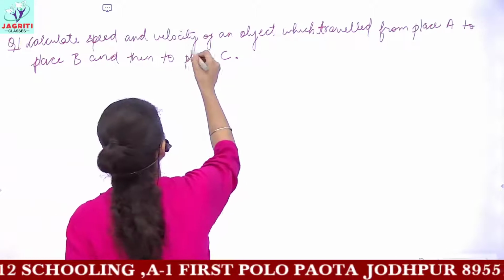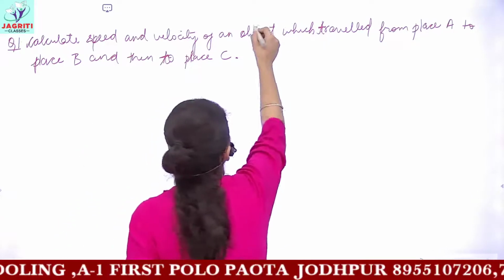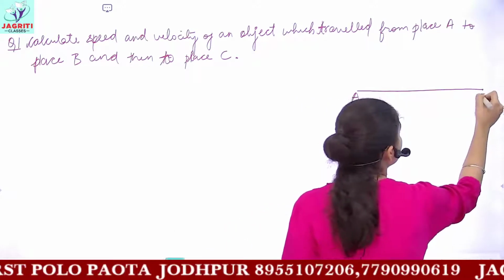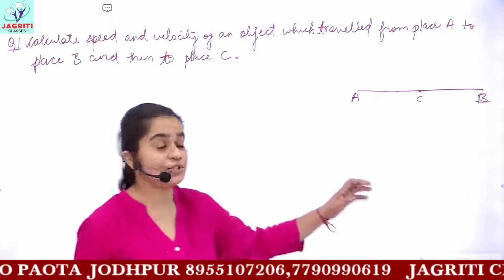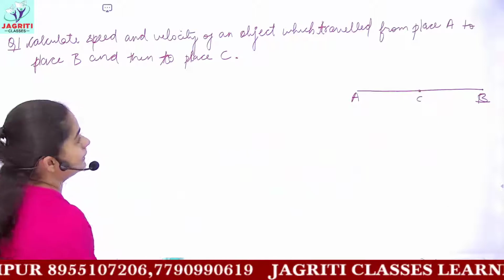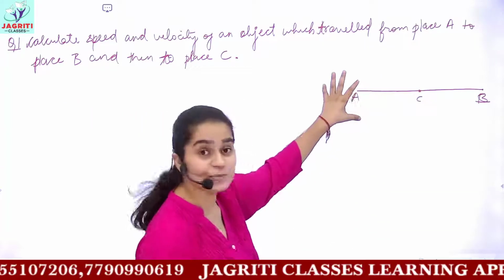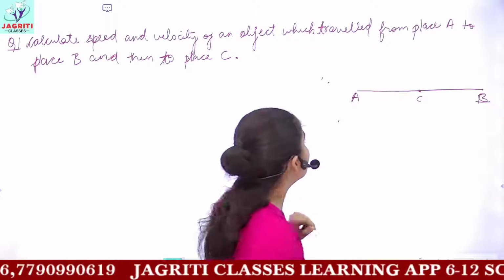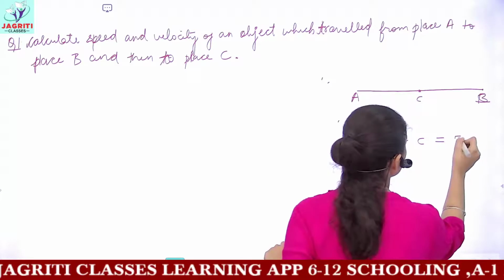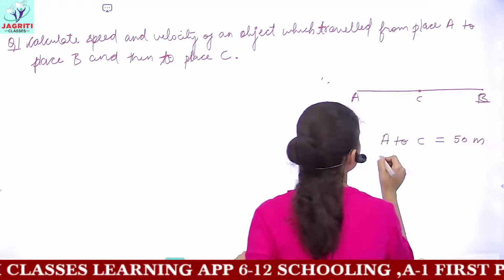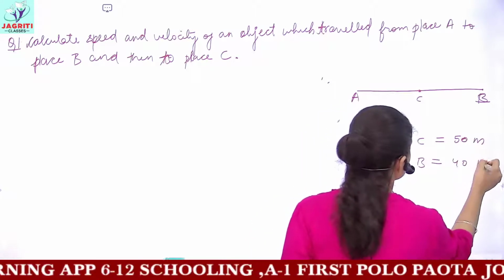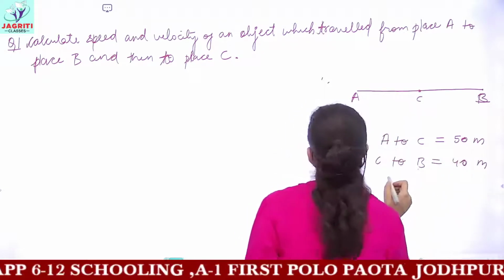Then what you have next is, let's make a diagram also. These are your positions of the object in which the object traveled along a straight path. And then you are asked to find, yes, this is place A. First the object started from A, traveled to place B, and let's write the distances also. The distance between A to C is 50 meters. The distance between C to B will be 40 meters. And then you have the time taken, okay?